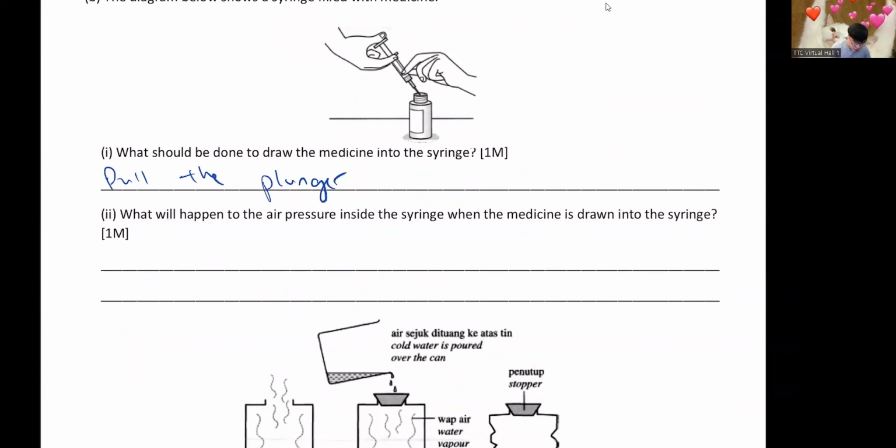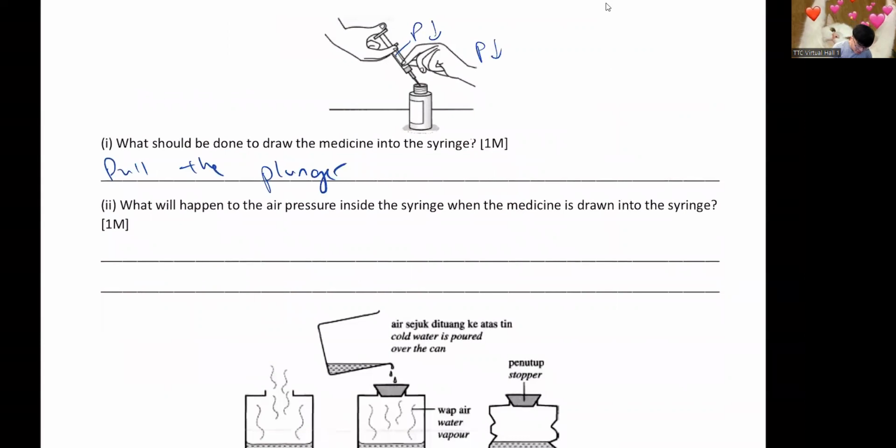So number 2, what will happen to the air pressure inside the syringe when the medicine is drawn into the syringe? So when you pull up, pressure inside is low because outside pressure is high, only then will they push the medicine into the syringe. Just like your straw, just like your siphon, same thing. So what will happen to the air pressure? It will decrease.